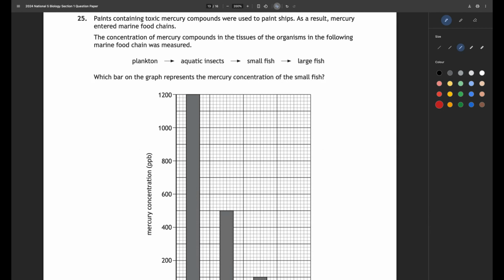Okay, next one, we've got paints containing toxic mercury compounds were used to paint ships. As a result, mercury entered the marine food chains. The concentration of mercury compounds in the tissues of the organisms in the following marine food chain was measured. So we've got plankton eaten by aquatic insects, eaten by small fish, eaten by large fish. So which bar on the graph represents the mercury concentration of the small fish? So we need to remember our bioaccumulation here. As we go up the food chain, the amount of the initial chemical absorbed increases in concentration with the organisms further up the food chain. So that should hopefully help us here when we're looking at this.